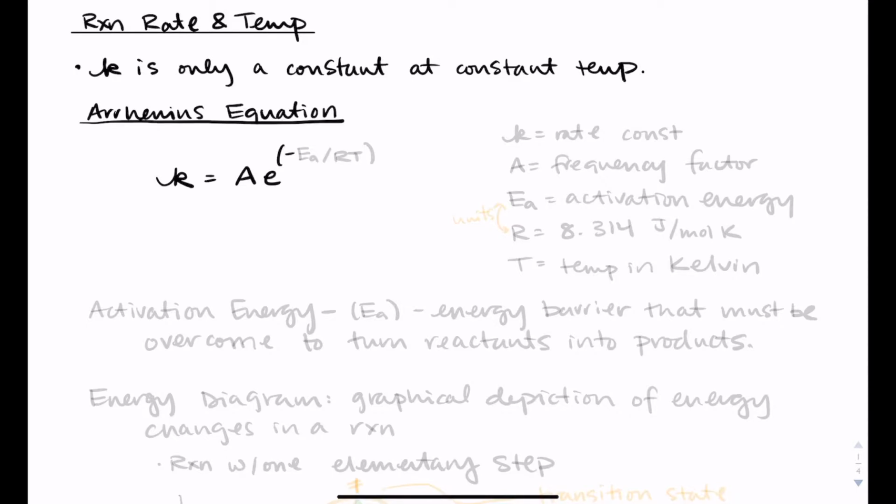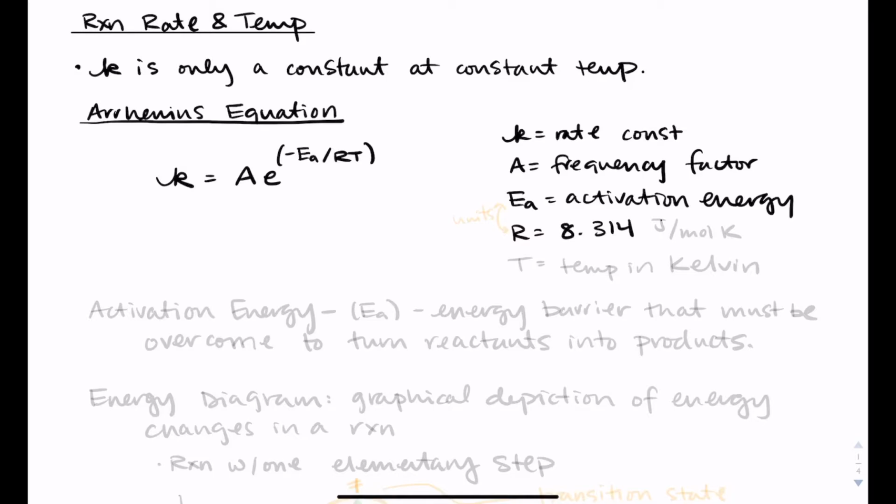The k is the rate constant. A is this thing called the frequency factor, which I'll go into what the frequency factor means in a little bit. The Ea is the activation energy. So we'll draw a picture that will make this a little bit easier to see. The activation energy is essentially just the barrier that you have to get over to get the reaction going.